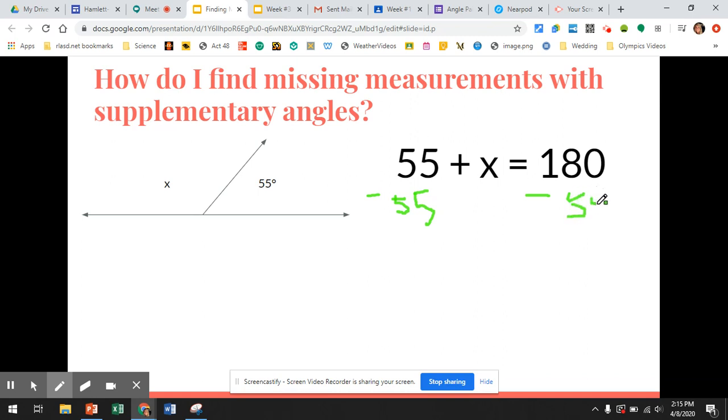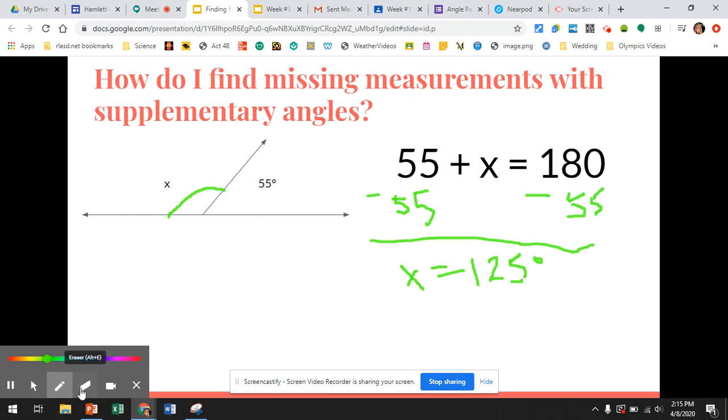Don't mind my sloppy handwriting. It's hard to draw with a mouse. All right, which leaves us with x being 125 degrees, which makes sense because this angle is an obtuse angle, which means it's greater than 90 degrees.